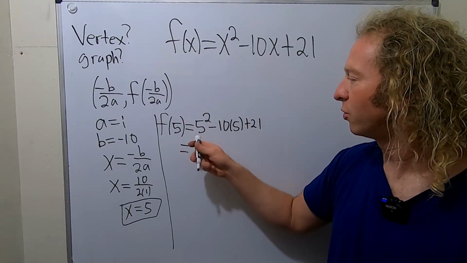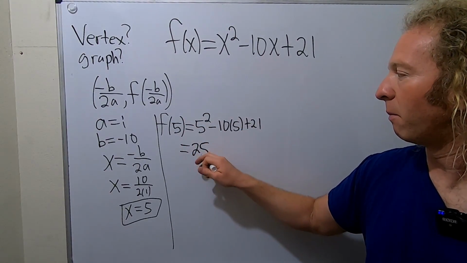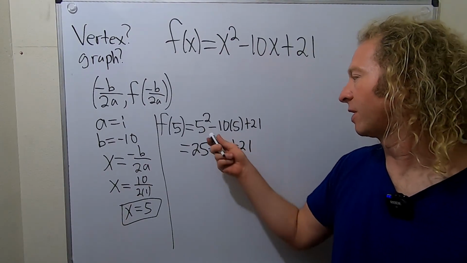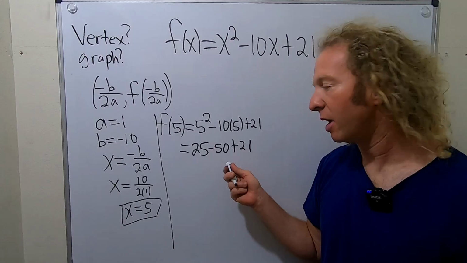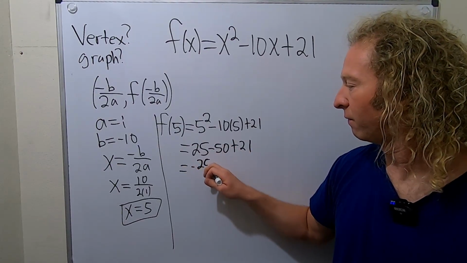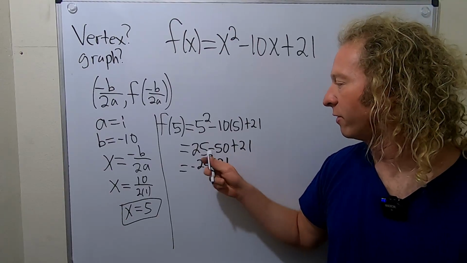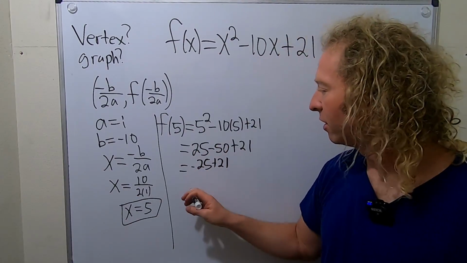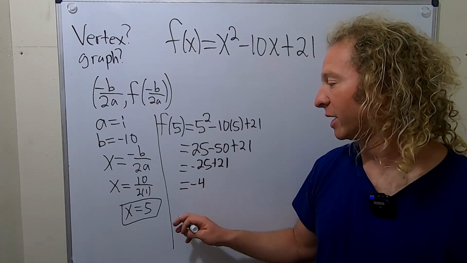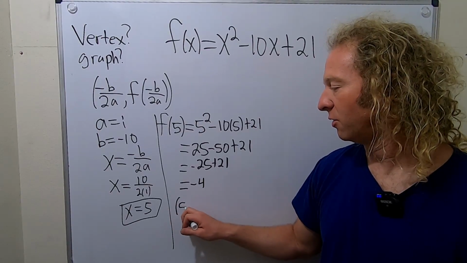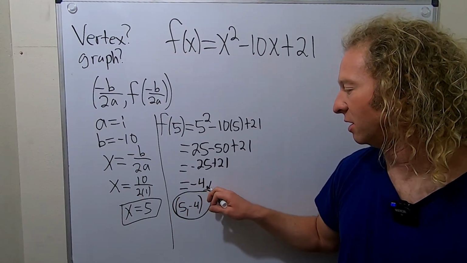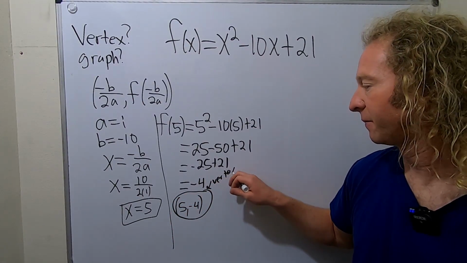So this is equal to 25 minus 50 plus 21, right? Because 5 squared is 25, 10 times 5 is 50. This is negative 25 plus 21, right? Because 25 minus 50 is negative 25. So this is going to be equal to negative 4. So that's the y coordinate of the vertex. So now we have our x and our y. So our vertex is 5, negative 4. So that is the vertex.